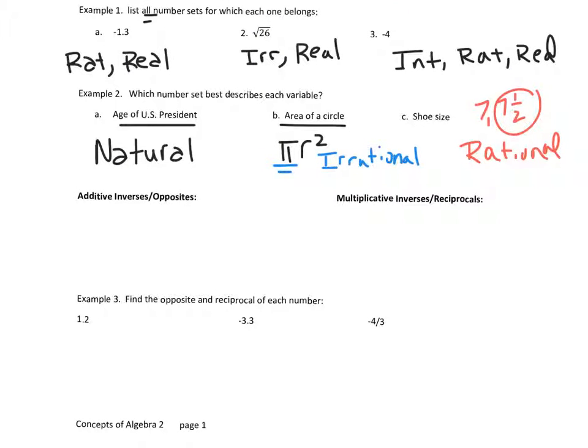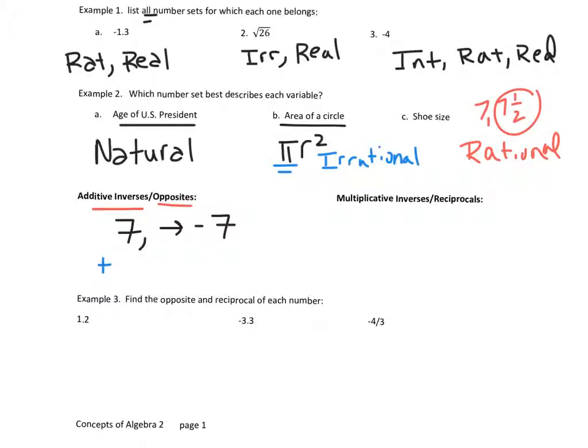Okay, second part: additive inverse, opposite. Additive inverse is another way to say the opposite. So the opposite of 7 is negative 7, because when you add those two numbers, you get 0. So they're additive inverses. That is the same thing as opposite.